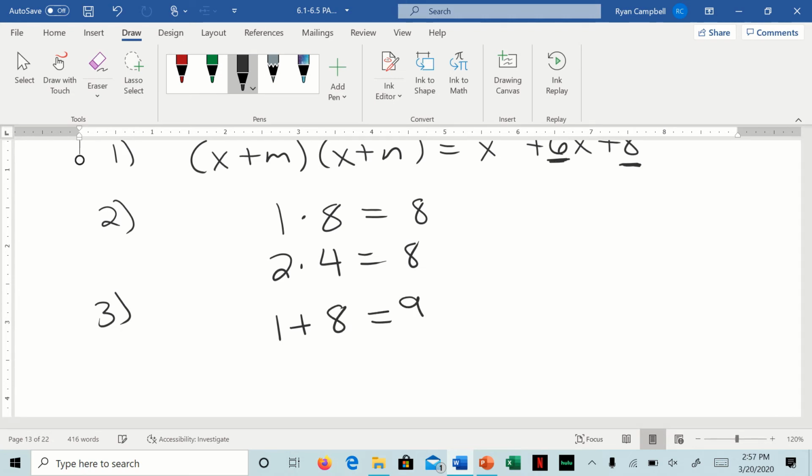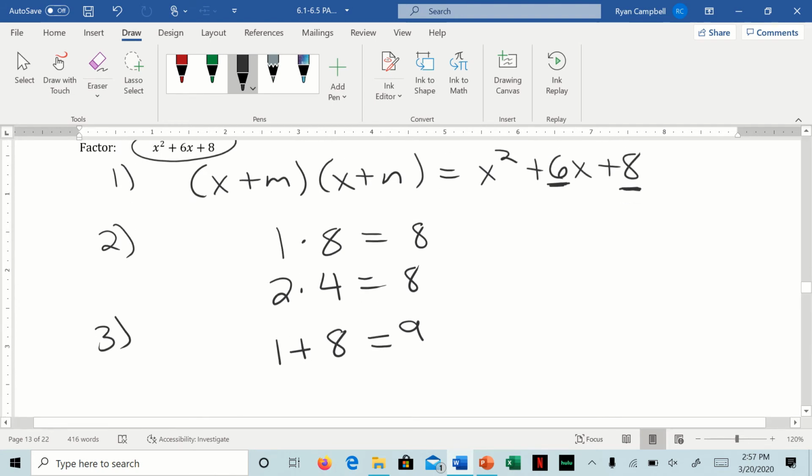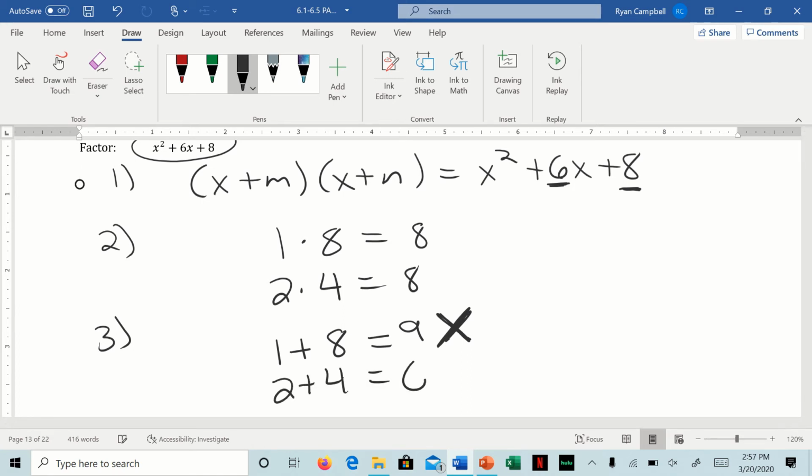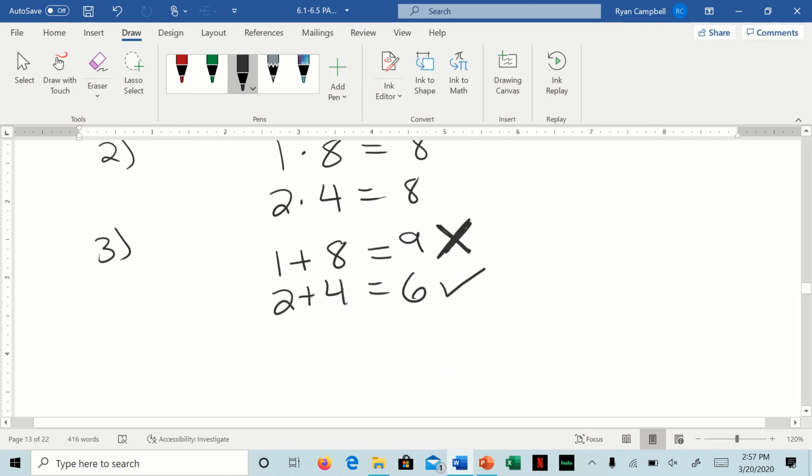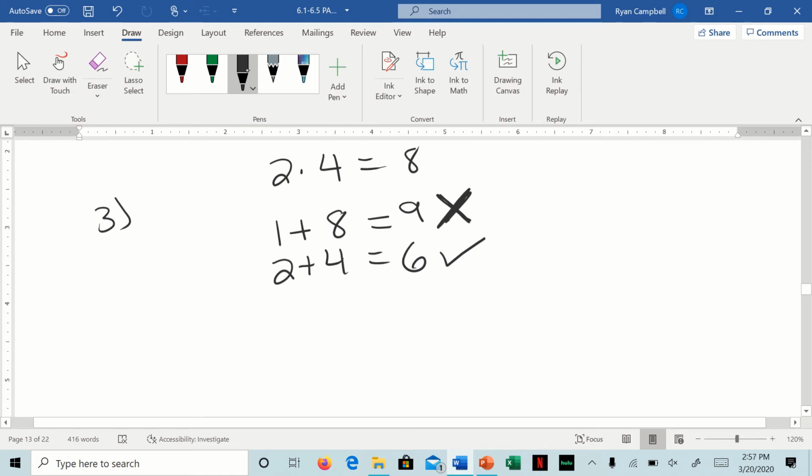Is that what we wanted? No, remember we wanted 6. We want this b. So that's not our pair. What about 2 and 4? So 2 times 4 is 8. What's 2 plus 4? That's 6. And that's exactly what we wanted, which means these are our two numbers. So when we factor it out, we get x plus 2 and x plus 4. And we're done.